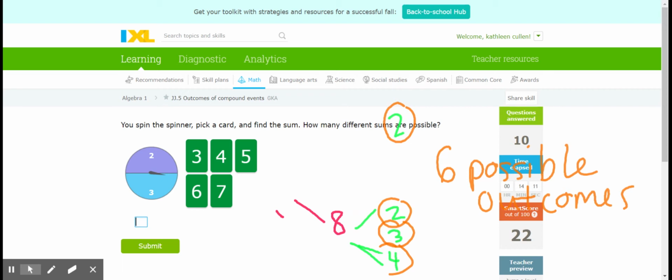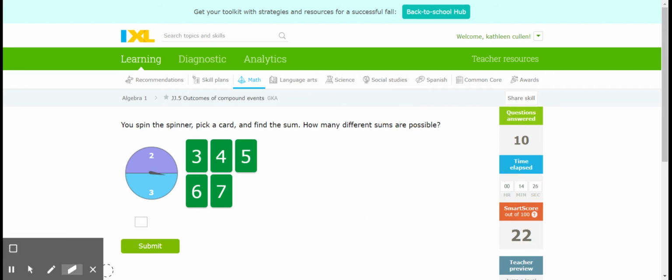Awesome. So this is going to be an example where you're finding a slightly different value, and you're not finding the total number of outcomes. You're going to be finding how many different sums are possible. So like I said, here you're going to spin a spinner, pick a card, and find the sum. How many different sums are possible, right?